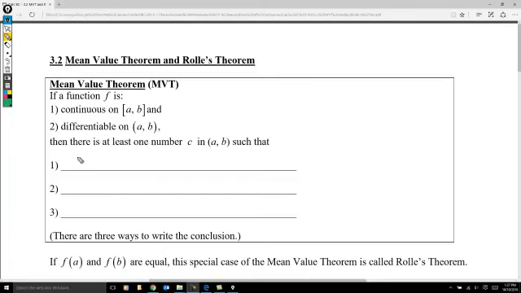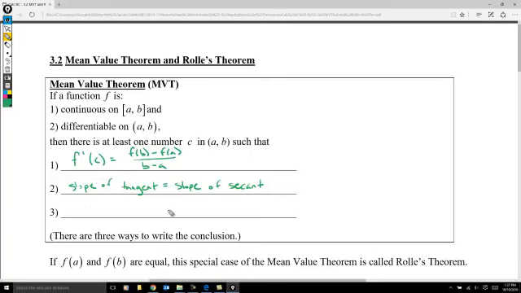The main way that you will see this theorem come up is that f prime of c is equal to f of b minus f of a over b minus a. All right, and you should recognize this as the derivative and the average rate of change, or the secant. So another way of saying this is that the slope of our tangent is equal to the slope of our secant.